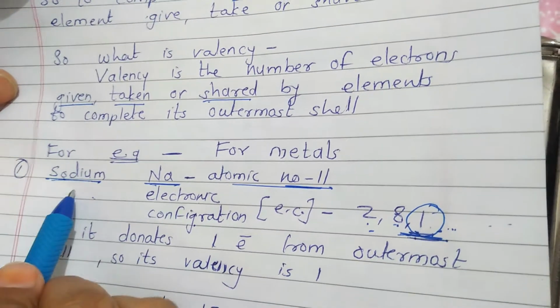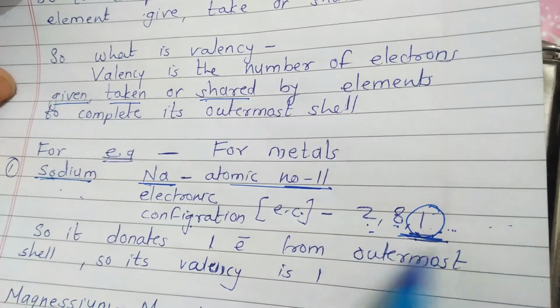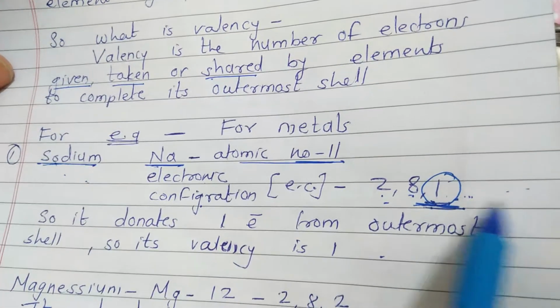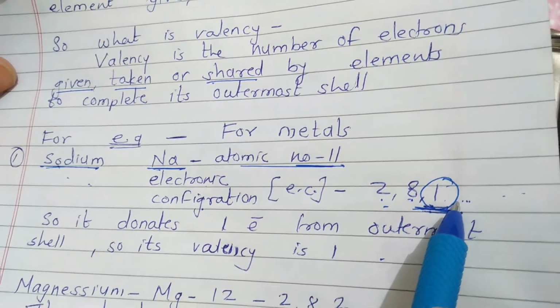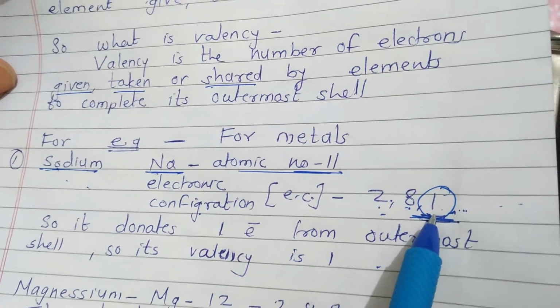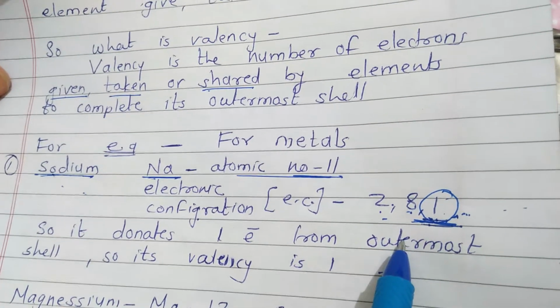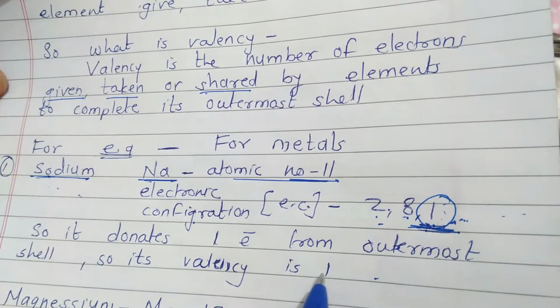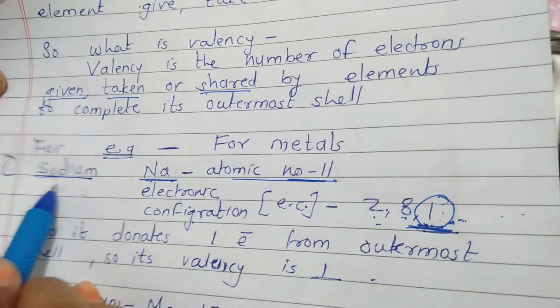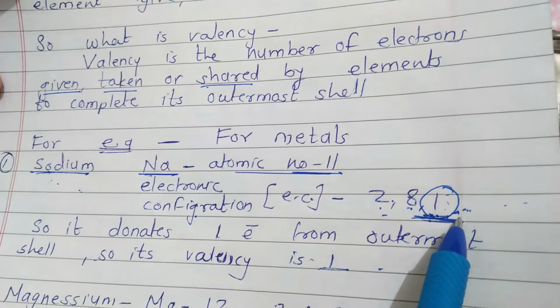Instead of that, what will sodium do? Sodium will donate its 1 electron. Nobody will give 7 electrons to the sodium. So to complete its octet, rather than receiving 7 electrons, sodium donates its 1 electron. So valency of sodium is 1.